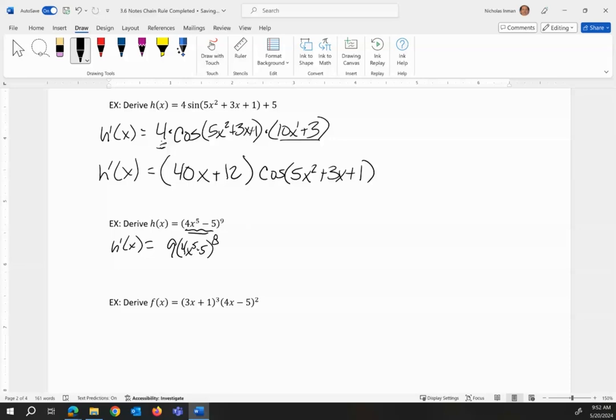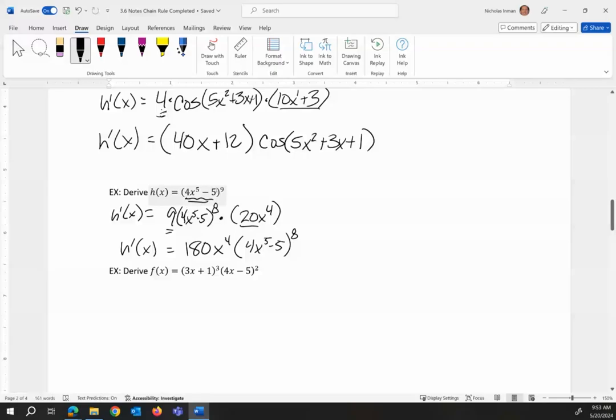All right, but since the stuff inside is more than just an x value, we chain on, we multiply by its derivative. The derivative of 4x to the 5th, 5 times 4 is 20x to the 4th, reduced by 1. And the derivative of a minus 5 would be 0. There's no variable there. So we can close that parenthesis. We could then maybe try to combine this 9 and this 20, which multiply together. So we have what? 180x to the 4th. I'm going to move this to the front. And then 4x to the 5th minus 5 to the 8th. All right, so that would be our derivative.